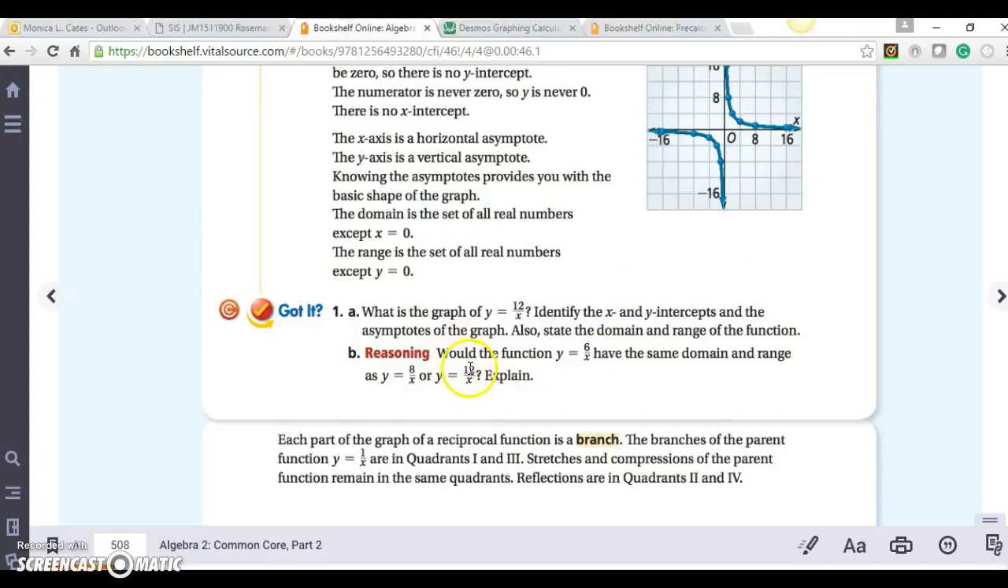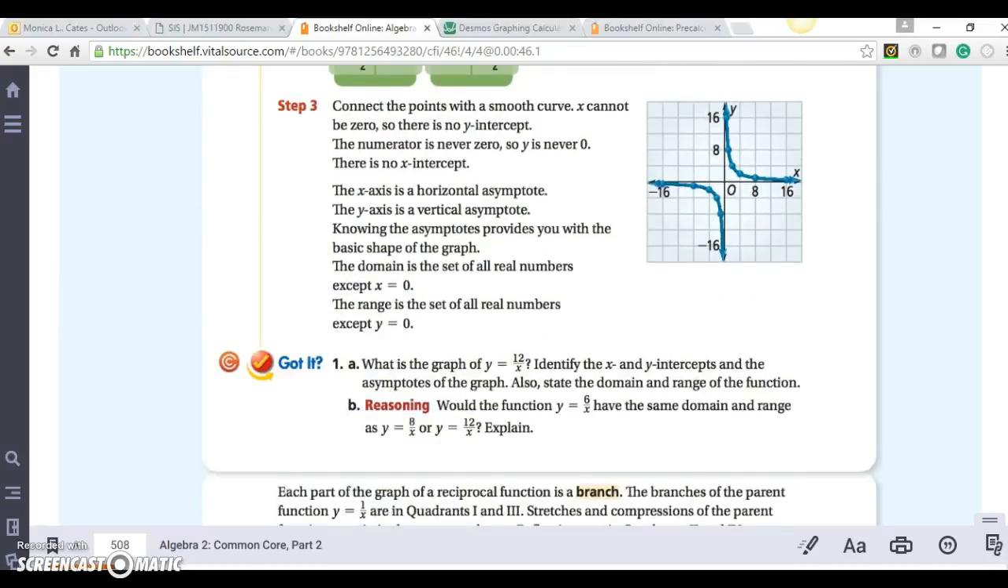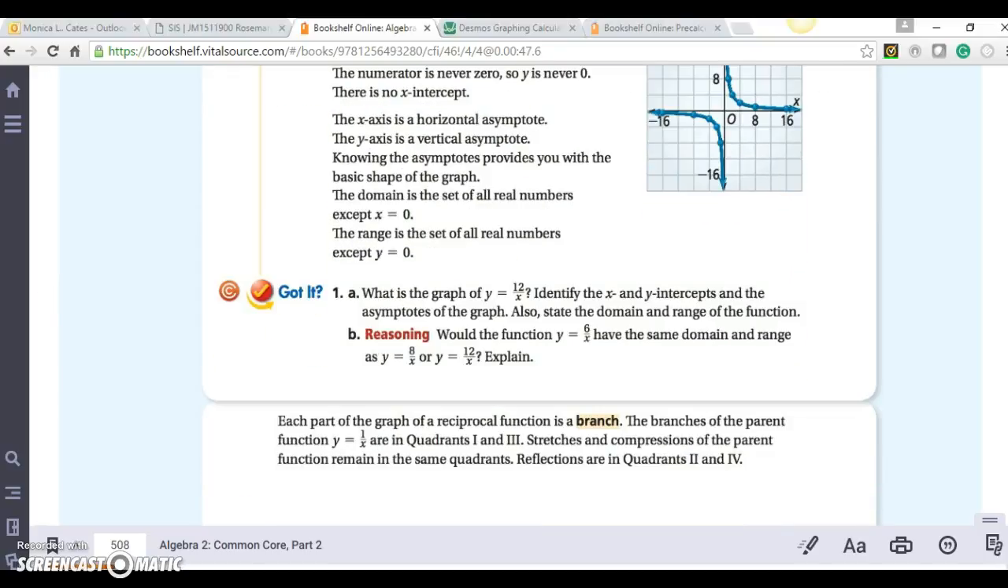Okay, it says reasoning. Would the function y equals 6 over x have the same domain and range as y equals 8 over x and 12 over x? It certainly would, because again, it's the same type of idea. We know that x cannot equal 0, and if x cannot equal 0, y cannot equal 0. We also know, because of the function family that it's from, that those asymptotes are going to be the x-axis and the y-axis. I hope this helps.